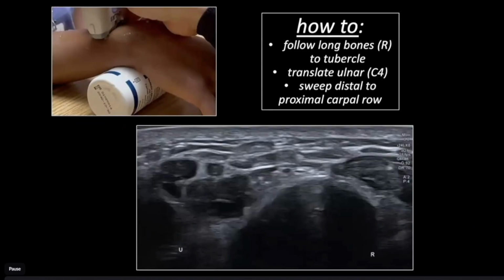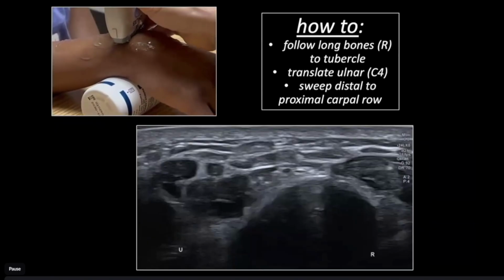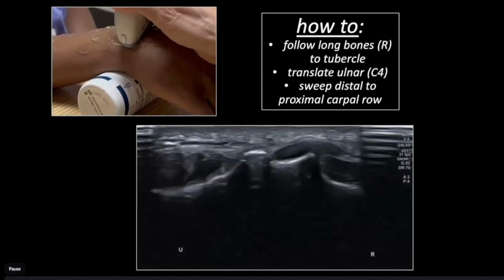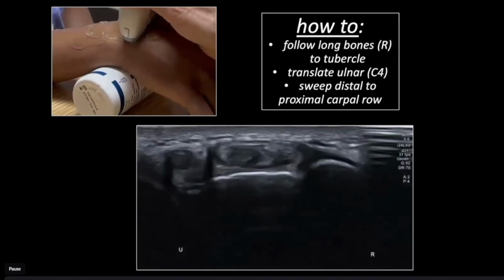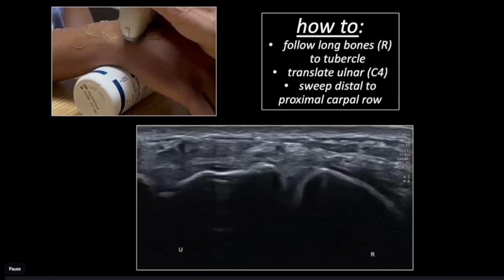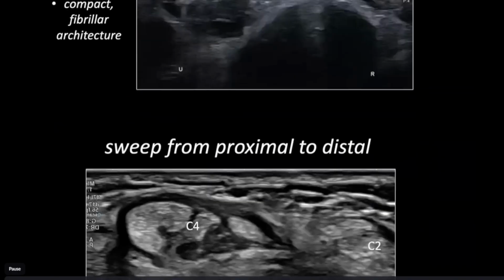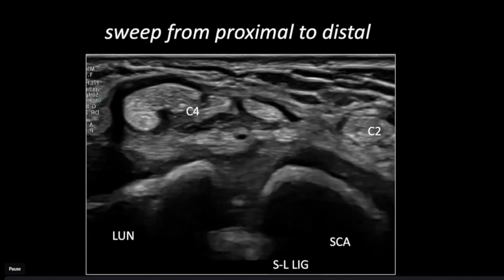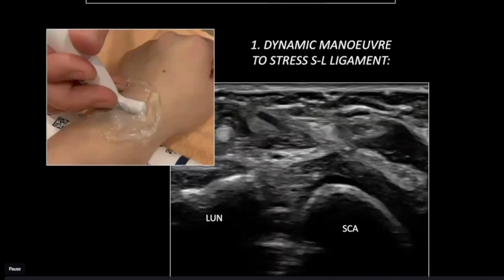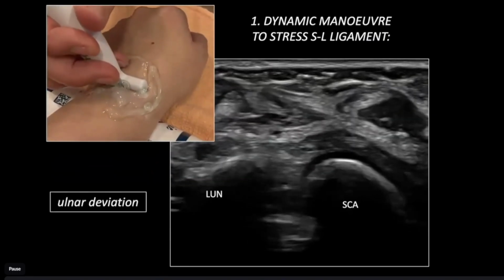To find it, you would follow the long bones to that dorsal tubercle, translate ulnar to C4, and then sweep distal to the proximal carpal row. So to the tubercle, over C4, distal, and you should pretty much land right on the scapholunate ligament right there. You can sweep from proximal to distal, looking at it very carefully. And dynamic maneuver, to stress it would be ulnar deviation.